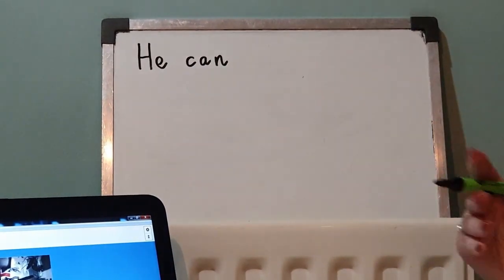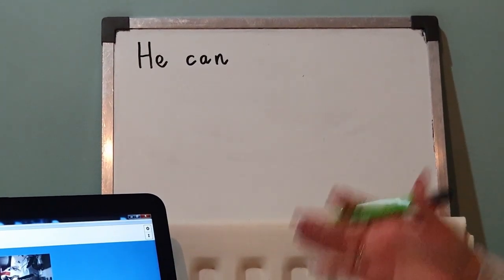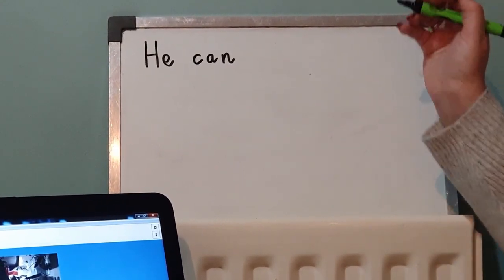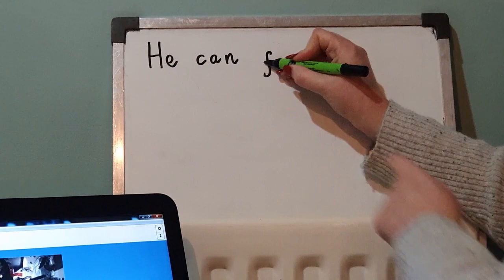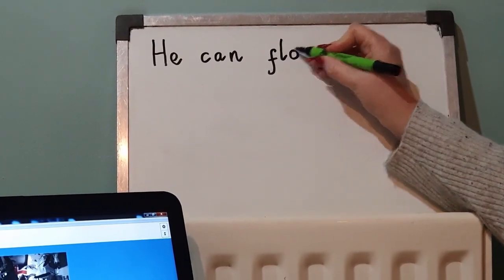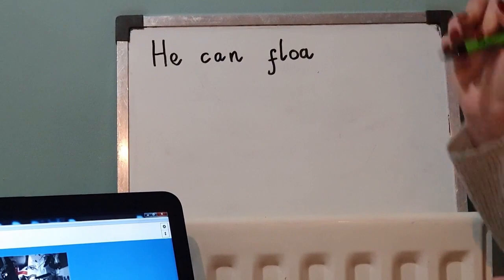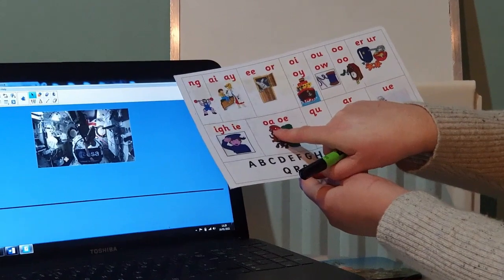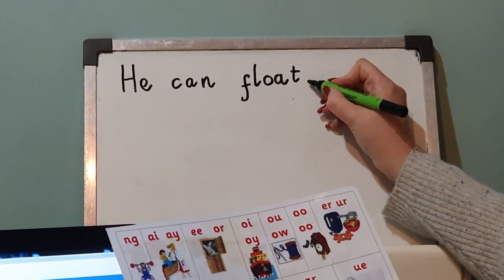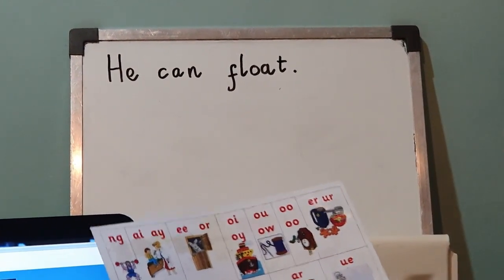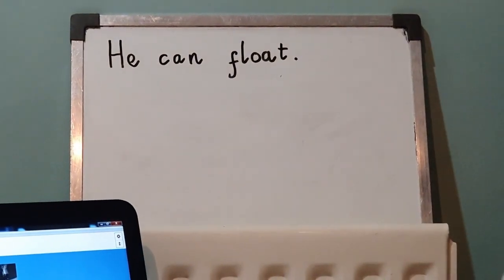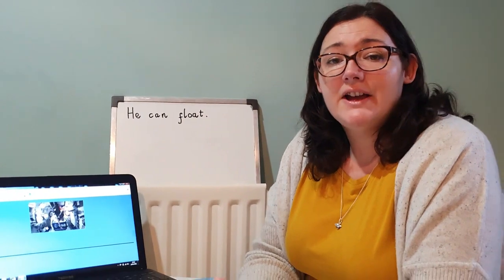Float. Right, so I'm going to sound out float. F-l-o-t. I need another finger space. F-l-o. And I know that o is the one with the goat, isn't it? Oh, so it's an o and an a. Float. He can float. And I know that I need to have a full stop at the end to tell everybody that's the end of my sentence.